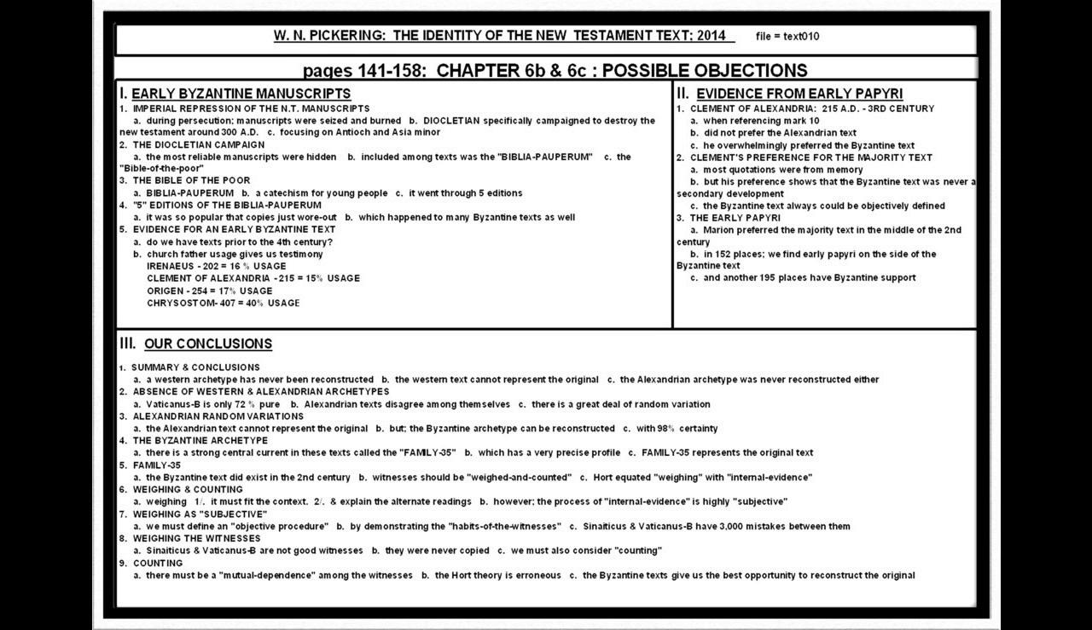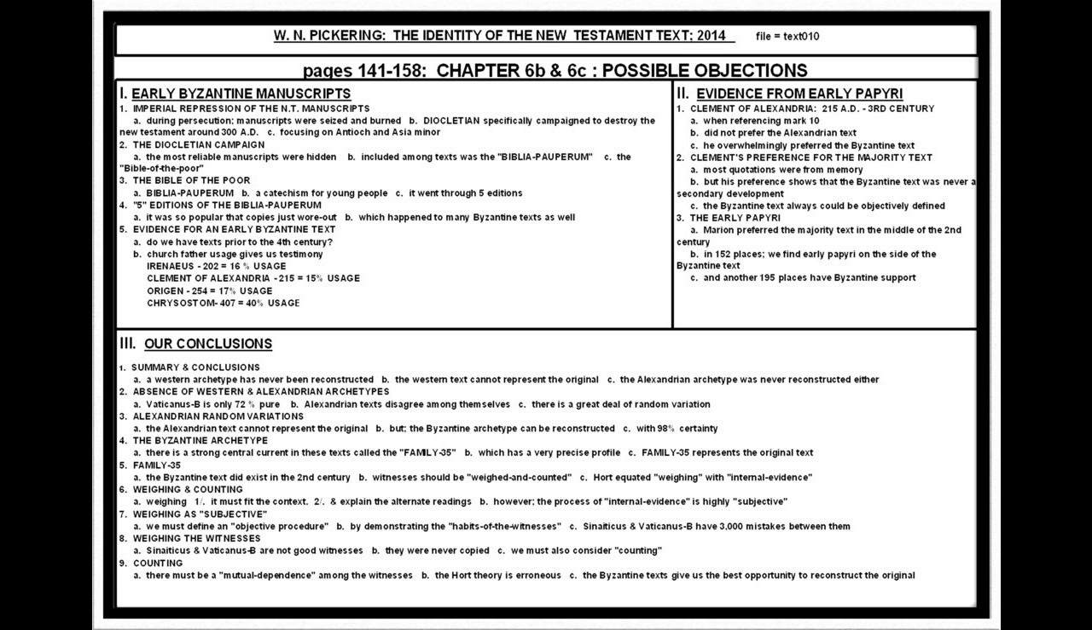Sinaiticus and Vaticanus B have 3,000 mistakes between them. Weighing the witnesses: Sinaiticus and Vaticanus B are not good witnesses. They were never copied. They were never trusted and copied. We must also consider counting. There must be a mutual dependence among witnesses, and the Hort theory is erroneous. The Byzantine text gives us the best opportunity to reconstruct the original. That is absolutely the case.